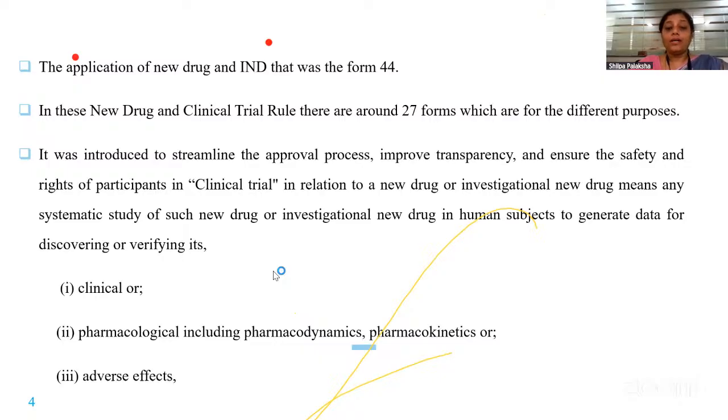Okay? So according to this, a clinical trial in relation to a new drug or investigational new drug means any systematic study of such a drug in human subjects, basically to generate data and to discover its clinical efficacy, its pharmacological concept, which includes both pharmacodynamics and pharmacokinetics, and its safety profile, which we basically call adverse effects.